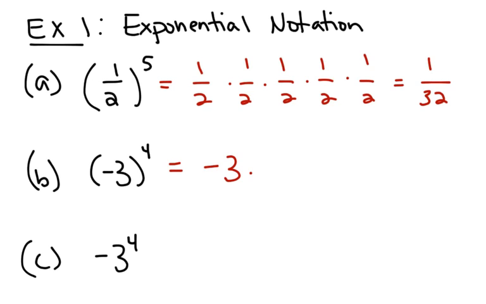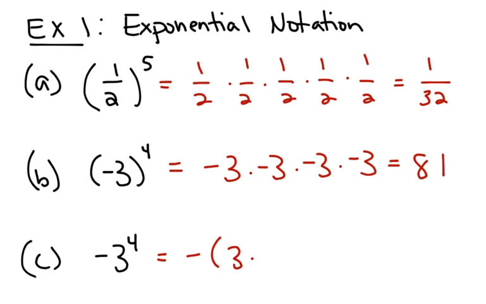B says to raise negative 3 to the fourth power. That means write 4 negative 3s. Here's a little thing that we should talk about, and hopefully you've talked about it before. Anytime you raise a negative number to an even power, like 2, 4, 6, 8, 10, the answer is going to be positive. In this case, it's positive 81. And the reason that's really important to know is because this problem here does not say raise negative 3 to the fourth power. It says raise 3 to the fourth power and then make the answer negative.